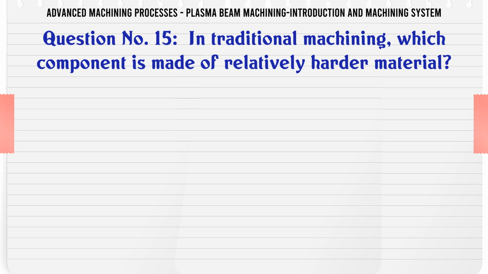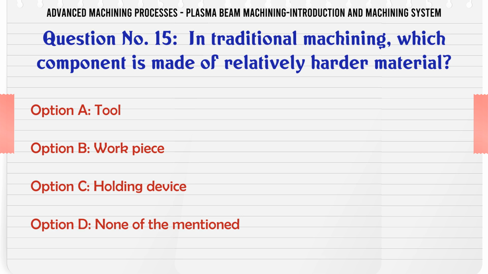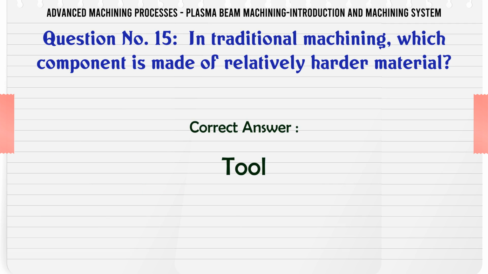In traditional machining, which component is made of relatively harder material? A. Tool. B. Workpiece. C. Holding device. D. None of the mentioned. The correct answer is tool.